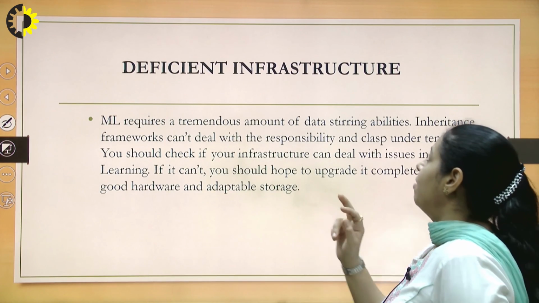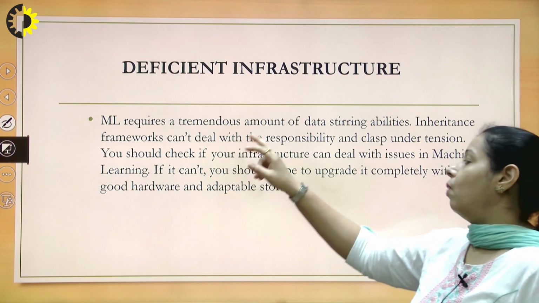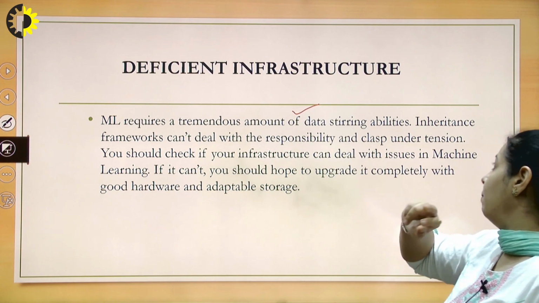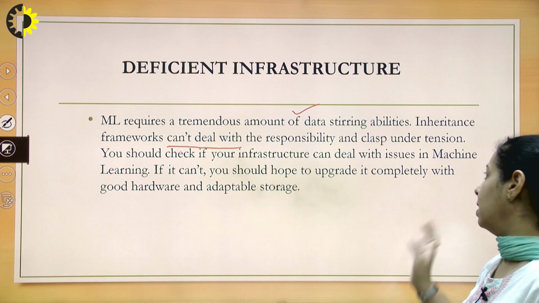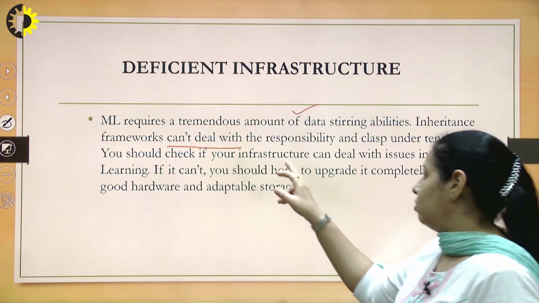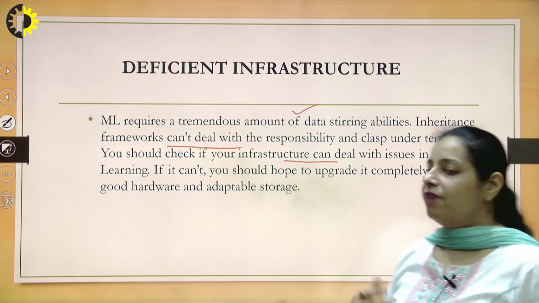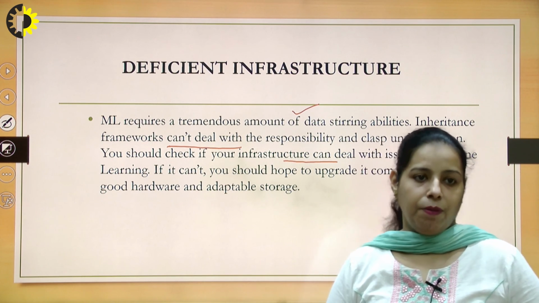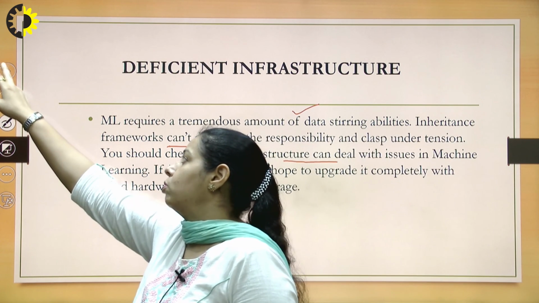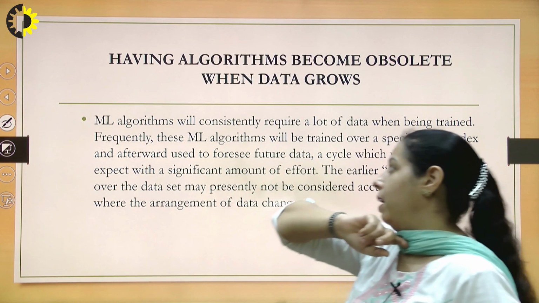Then deficient infrastructure. Machine learning requires very good data-handling abilities. Inheritance frameworks can't deal with the responsibilities and class under tension. So first of all, if we want to work very well in machine learning algorithms, we must have an upgraded system. We must have a very good infrastructure which supports all sorts of software and tools of ML.